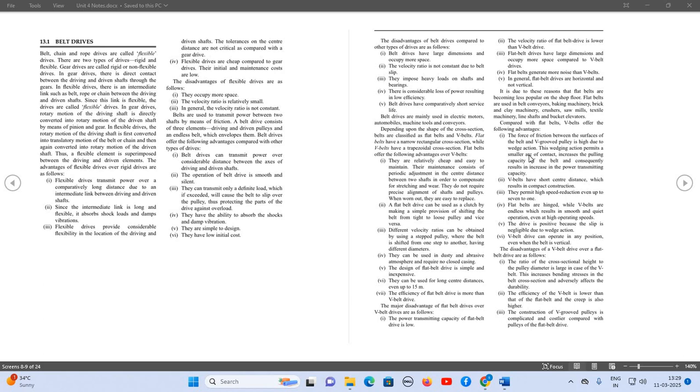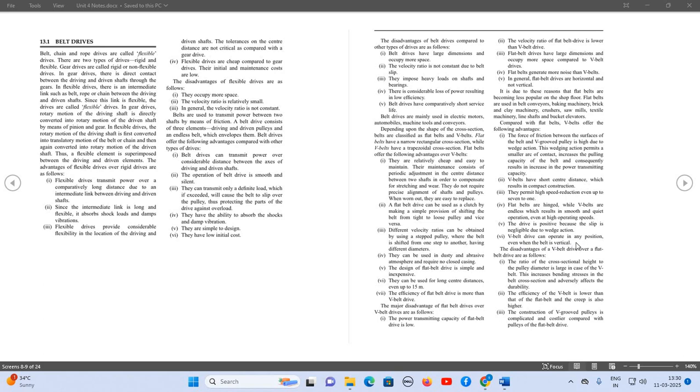The force of friction between the surface of the belt and the V groove pulley is more. So we have a wedge action, which permits a smaller arc of contact, which increases the pulling capacity of the belt and consequently increases the power transmitting capacity of the V belt drives. They are used for short distances, which results in a compact construction. They permit high speed reduction, even 7 to 1, while V belts are endless, which results in smooth and quiet operation, even at high operating speeds. The drive is positive because the slip is negligible due to the wedge action.